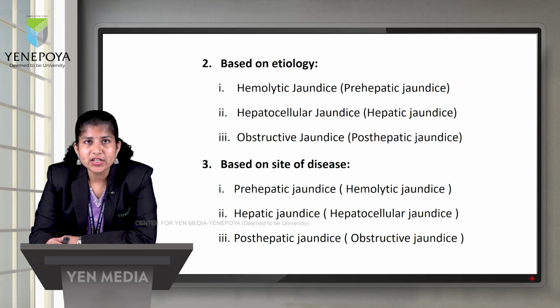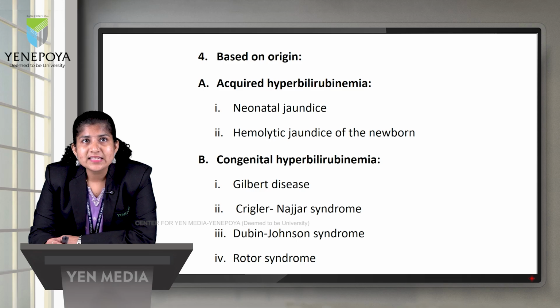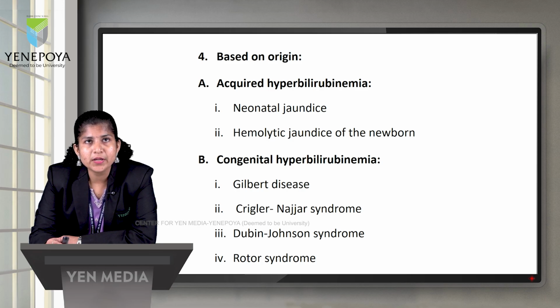Next classification is based on the site of disease. So it is pre-hepatic jaundice, hepatic jaundice as well as post-hepatic jaundice. Next classification, the last classification, is based on the origin. There are two types, that is acquired hyperbilirubinemia and congenital hyperbilirubinemia.